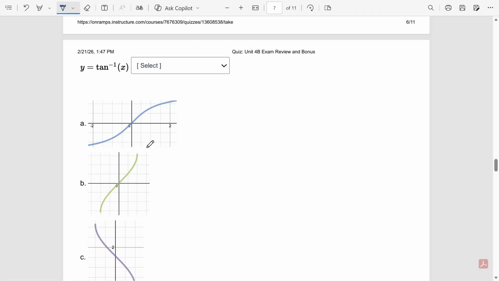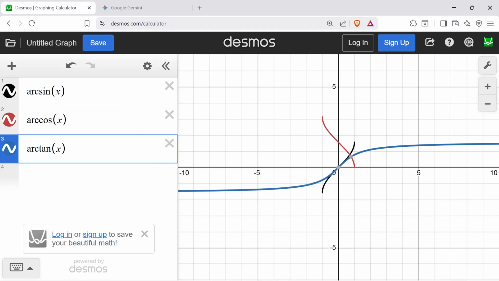So that's questions 1 to 10 on this pre-calculus on-ramps review.